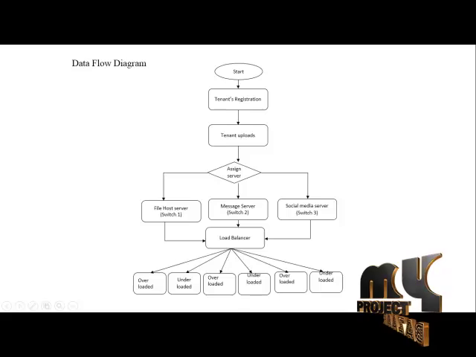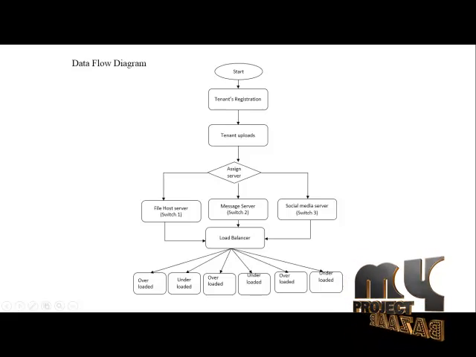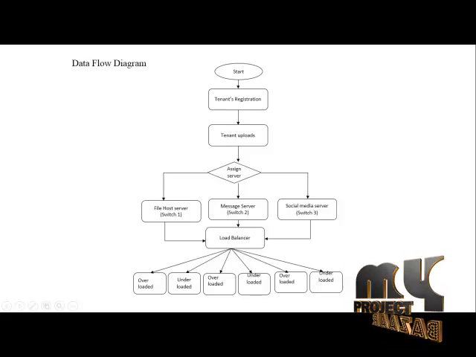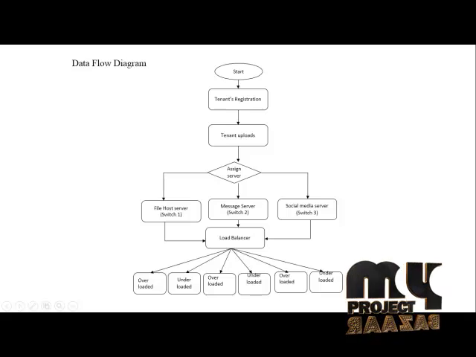There are multiple switches in the cloud server, like switch 1, switch 2, switch 3. The switches have different servers like the file host server, message server and social media server. Based on the upload, it will be allocated to the specific server. After that, the request is sent to the load balancer, which gets the resources of the virtual machines in the cloud services, and with those resources we find the overloaded and underloaded servers for each switch.